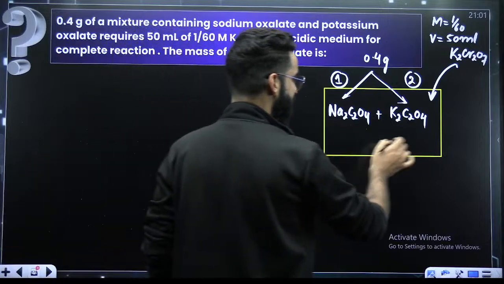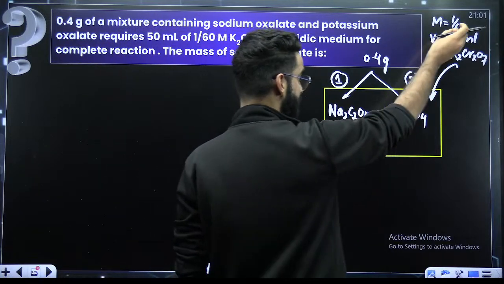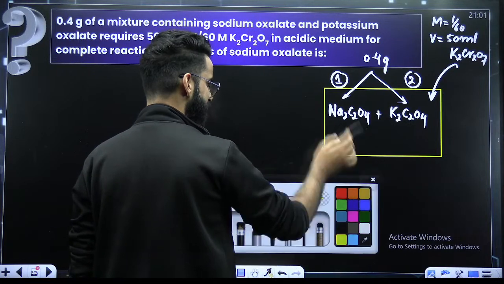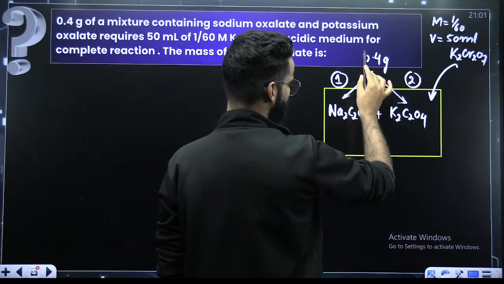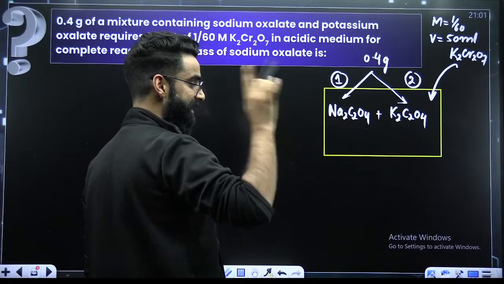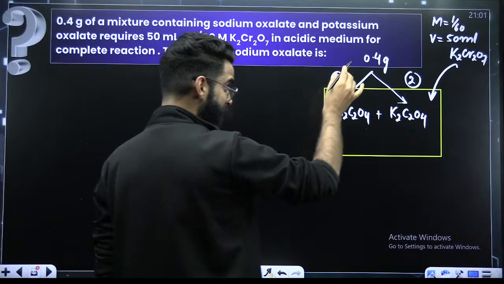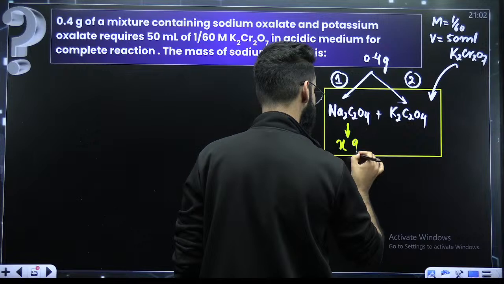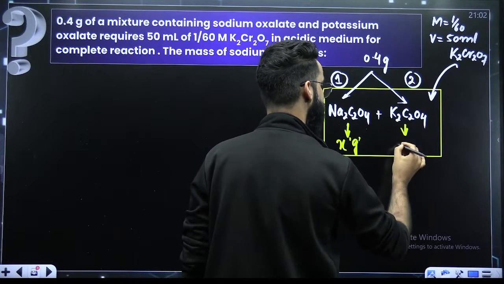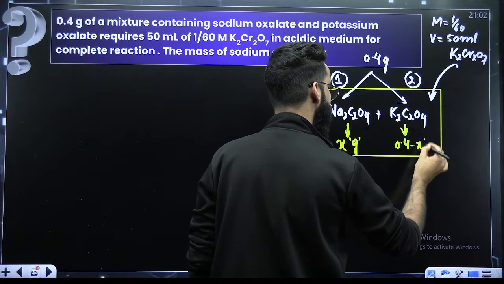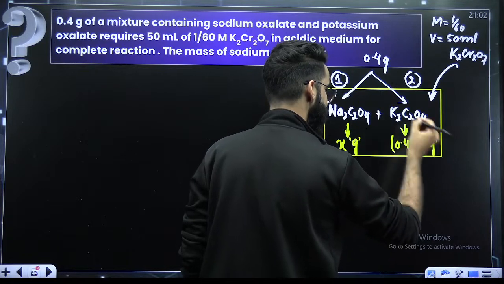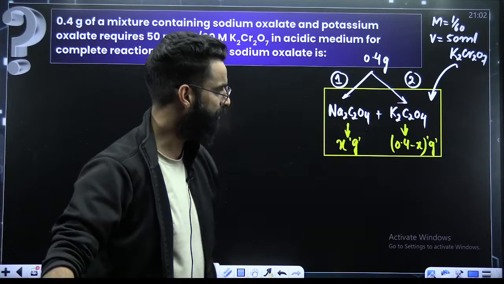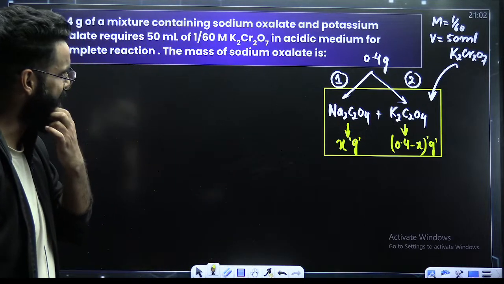Alright guys, so 0.4 grams of a mixture is there in the container. Now you're adding K2Cr2O7 into it. We need to calculate the mass of sodium oxalate and potassium oxalate in the mixture. So first of all, is this 0.4 grams the mass of the entire mixture? Yes. Let's assume out of 0.4 grams, the mass of sodium oxalate be x grams. Therefore, the mass of potassium oxalate will be 0.4 minus x grams, right?